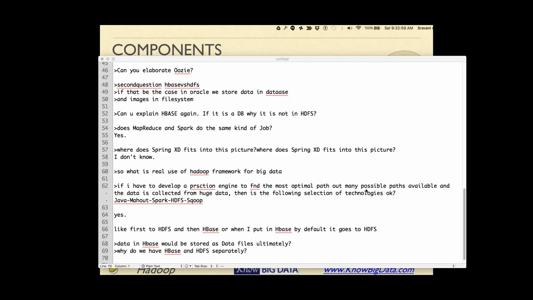Now, Chandra's question is, does YARN act as a job scheduler similar to Oozie? So YARN can be called a job scheduler, but not exactly a job scheduler. It's a scheduler. It schedules our work on the cluster.